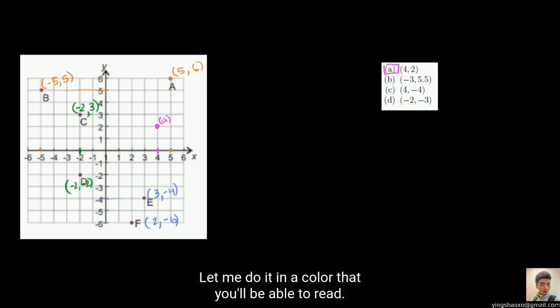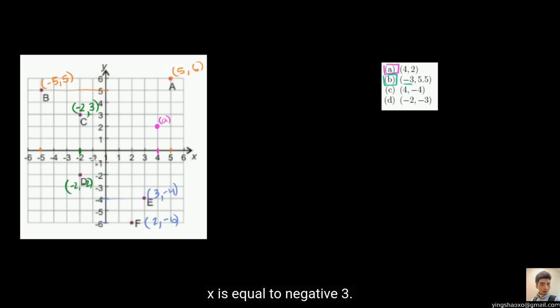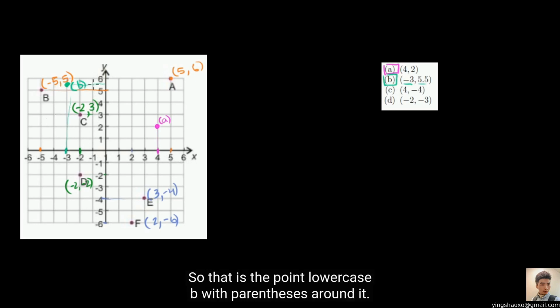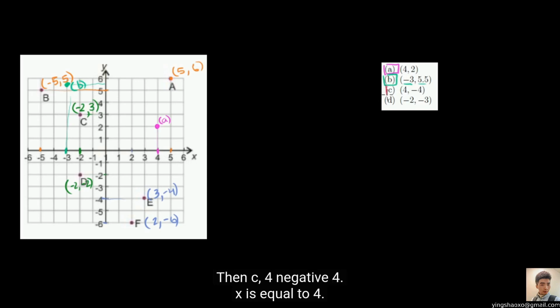Let's do the next one in a color that you'll be able to read. B. X is equal to negative 3. Y is equal to 5.5. All the way up to 5.5. That is the point lowercase b with parentheses around it. Then C. 4, negative 4. X is equal to 4. Y is equal to negative 4. Right over there.